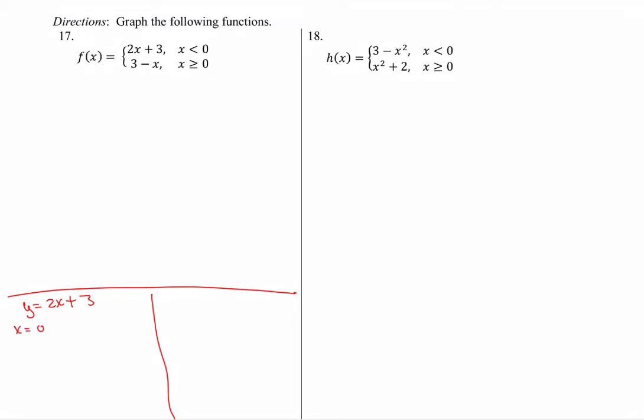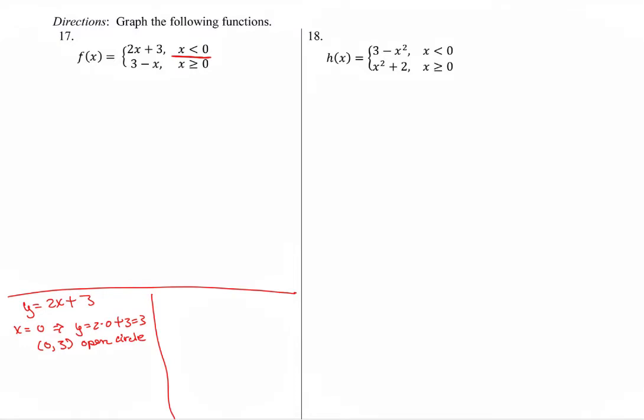And I realize that for this side of the graph, 0 does not exist, but it doesn't matter. We still need to find out what that value is on that side of the graph, so we're going to graph it on that side. So if we let x equal 0, then we have y equals 2 times 0 plus 3, so we get 3. So we have the point (0, 3). Now, we know that it is an open circle because x is not equal to 0. So this is an open circle.